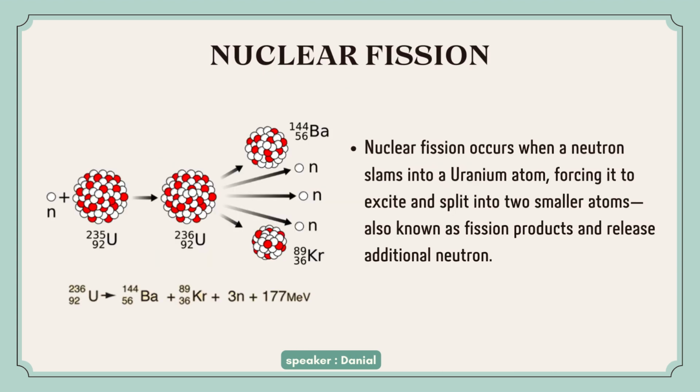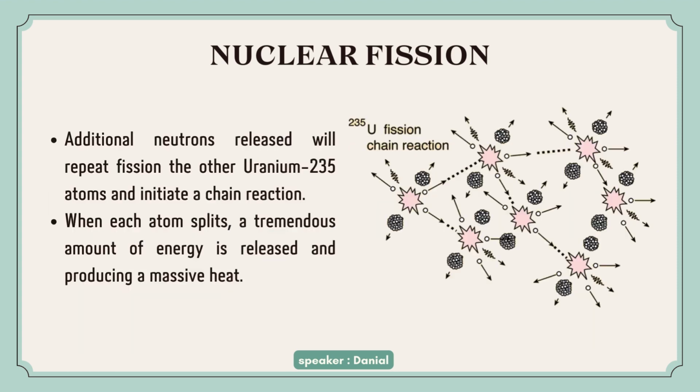Nuclear fission occurs when a neutron slams into a uranium atom, forcing it to excite and split into two smaller atoms, also known as fission products, and release additional neutrons. The additional neutrons released will cause fission in other uranium atoms and initiate a chain reaction. When each atom splits, a tremendous amount of energy is released, producing massive heat.